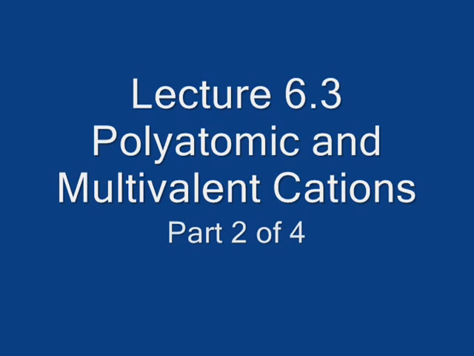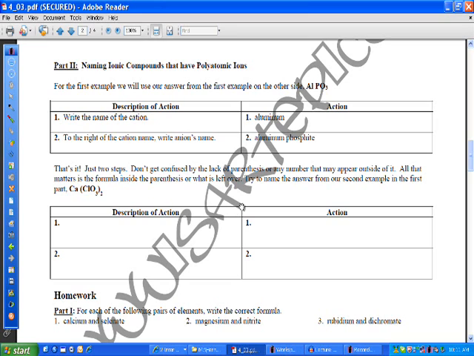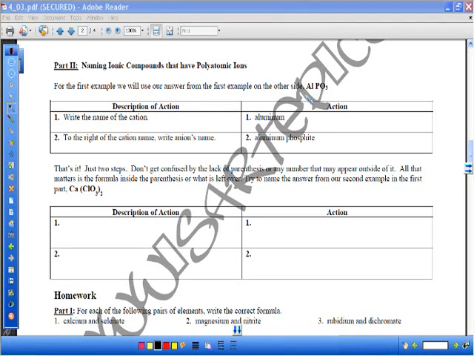All right, this is going to continue naming ionic compounds with polyatomic ions, part 2. Here what we're looking at is, instead of writing formulas, we're going to start naming these. So again, this is where you really got to know your polyatomics. You really have to know them.